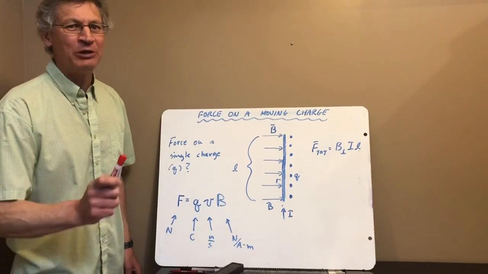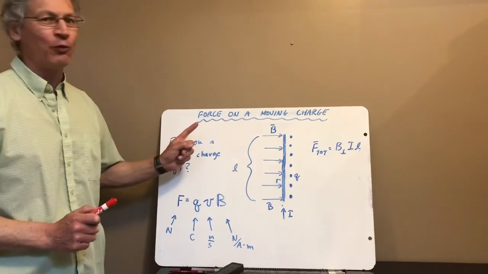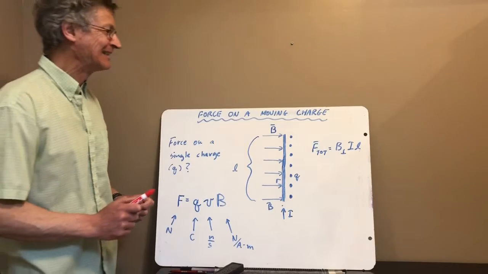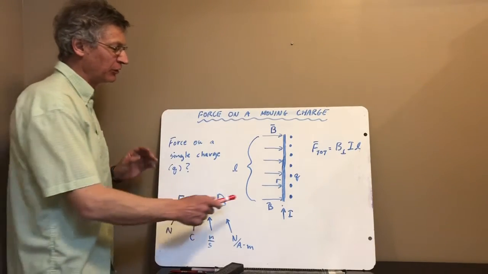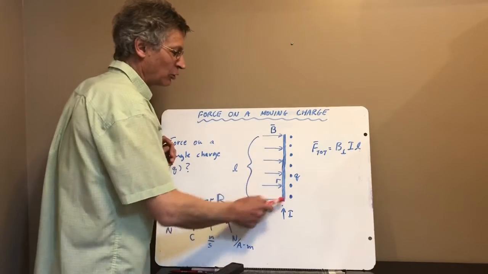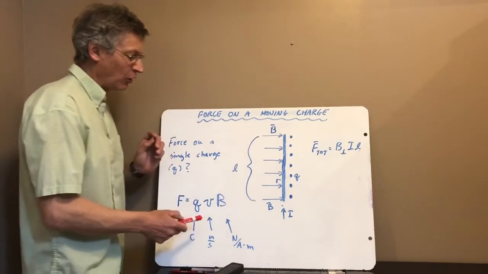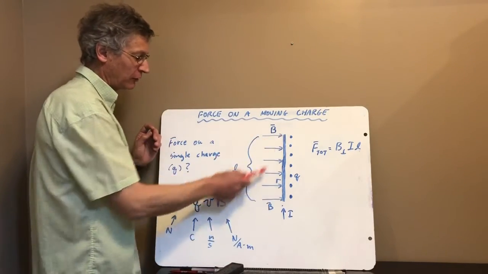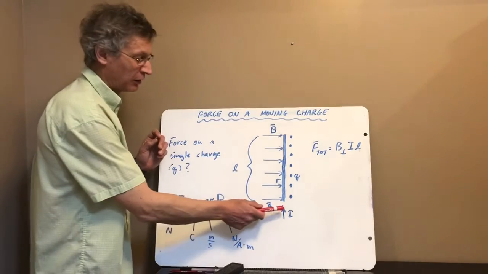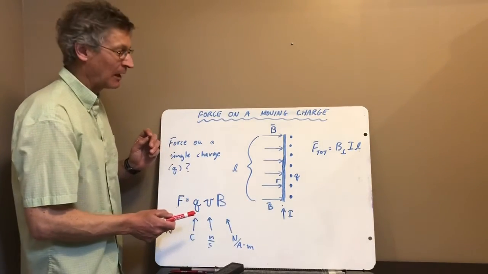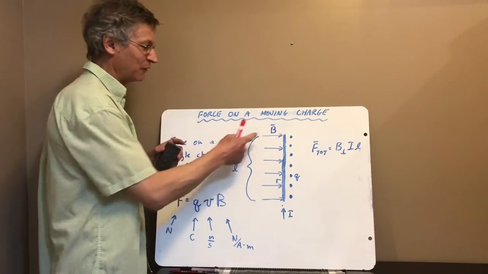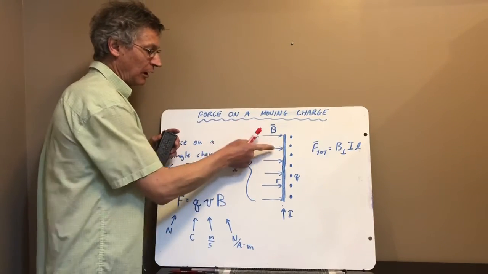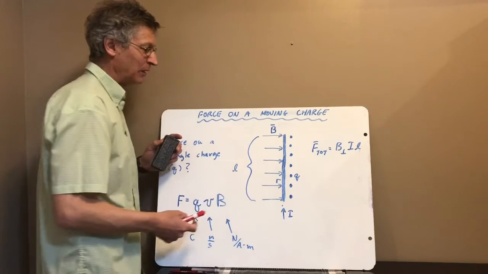All right, here's what we really want to look at today. The force on a single moving charge. Here's a scenario that we talked quite a bit about last year. Okay, here's a wire. It's got some length L. It's carrying some current I, and it's in some magnetic field B. And the magnetic field is perpendicular to it.